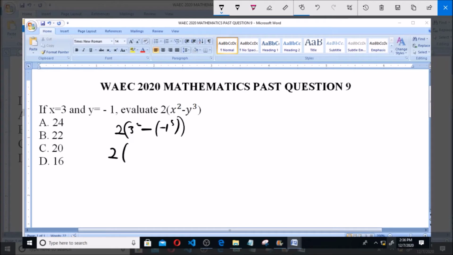So we have 2 into 3 squared, which is 9. Then minus 1 cubed will still give us minus 1. That's minus 1 times minus 1 times minus 1, which is minus 1. So this is equal to 2 into 9 plus 1, and that is 2 into 10, which is equal to 20. So the answer to this question is option C, 20.